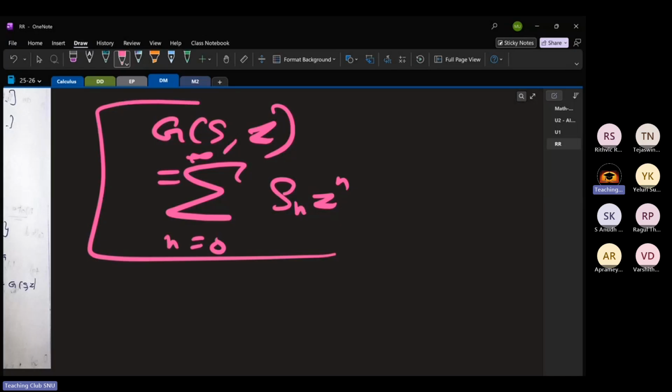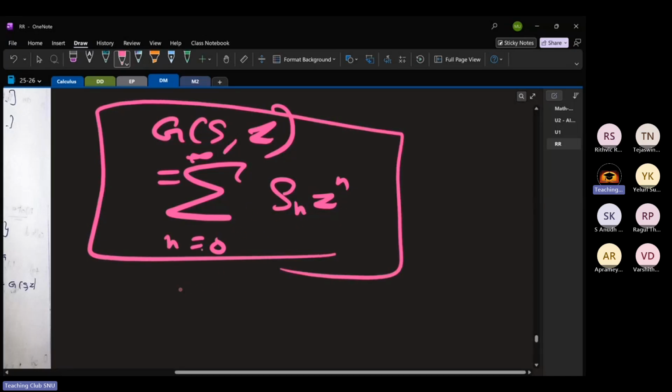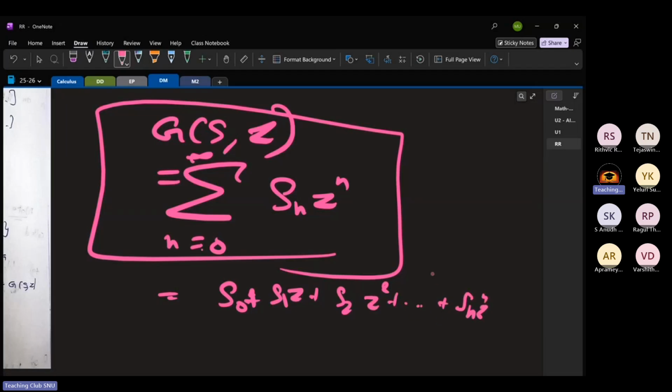Please understand this. This is very, very important. Okay. Sn z power n, summation from 0 to infinity. So whenever you have some trouble understanding these things, expand the sequences and check it. If you expand the sequence, you'll get S naught z power 0 plus S1 z plus S2 z square till Sn z power n. But it will be till infinity. But here, up to just n terms.